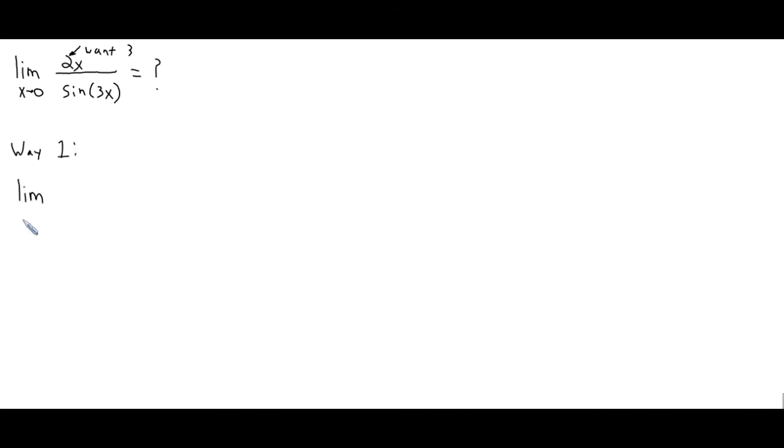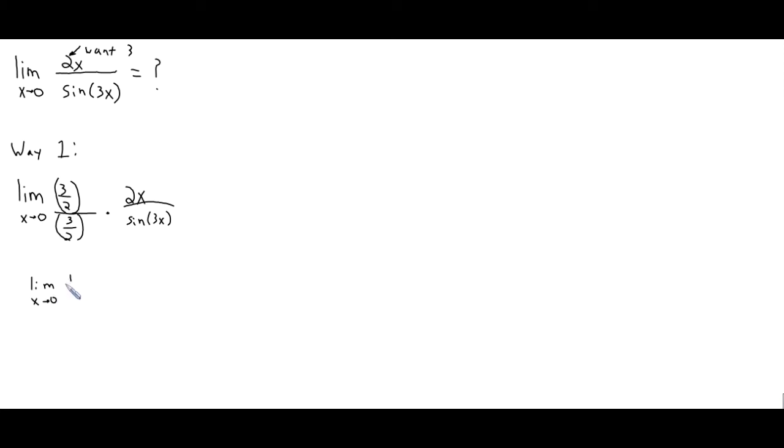So way one is we think, okay, how can we get that 2 into a 3? Well, we can multiply it by 3 divided by 2, right? 2 times 3 halves is 3. So let's do what we did last time with 3 halves. So the limit as x approaches 0 of 3 halves divided by 3 halves times 2x over sine of 3x. Remember, 3 halves over 3 halves is just 1, so that's fine.